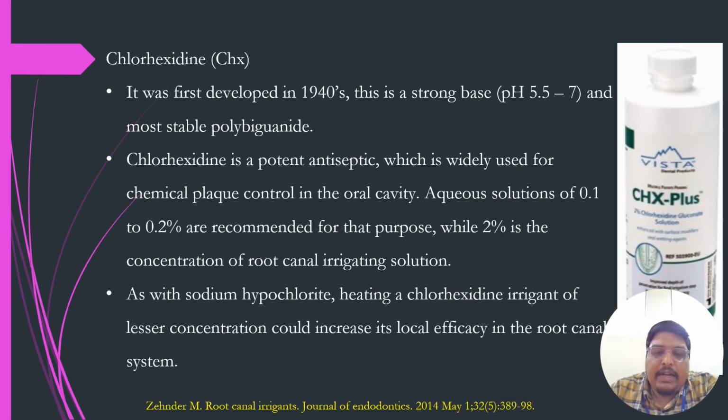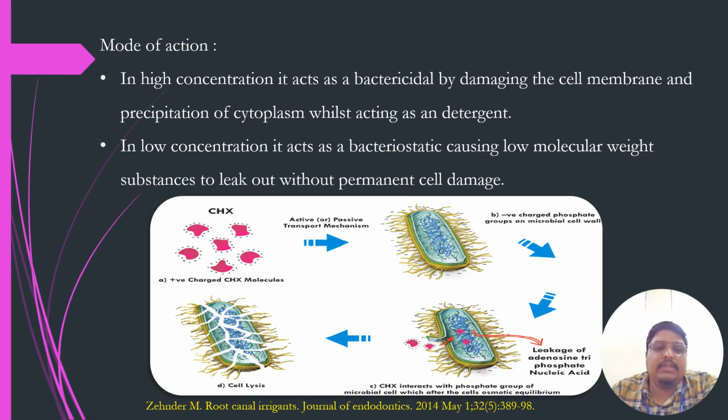Chlorhexidine was first developed in 1940. It is a strong base and most stable as a salt. Chlorhexidine is the most potent antiseptic, widely used for chemical plaque control in the oral cavity. Aqueous solutions of 0.1 to 0.2% are recommended for that purpose, while 2% is the concentration used as a root canal irrigating solution. As with sodium hypochlorite, heating of chlorhexidine irrigant at a lesser concentration could increase its local efficiency in the root canal system.